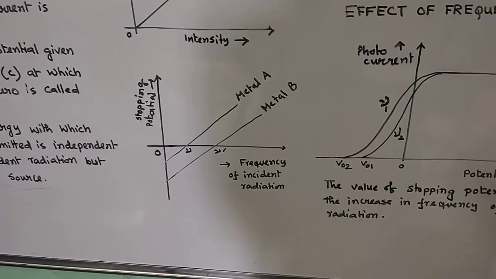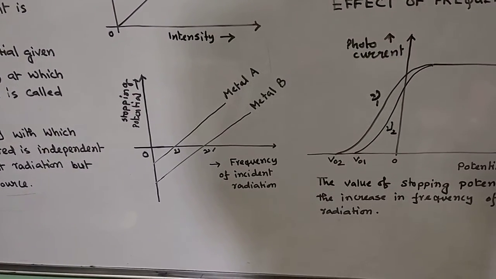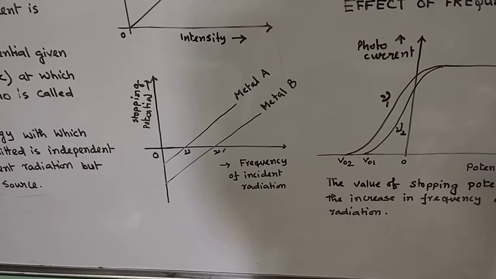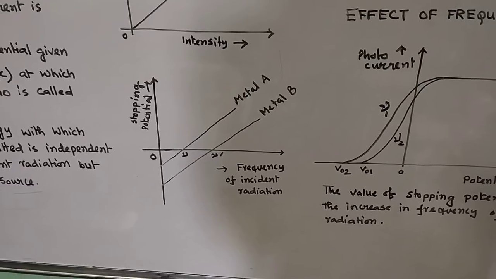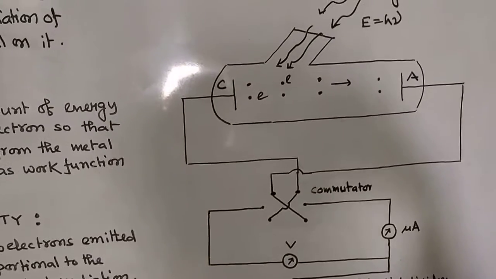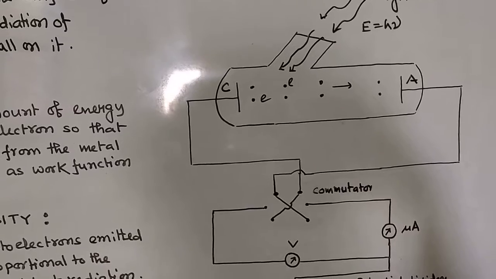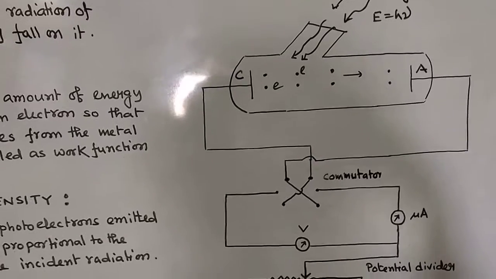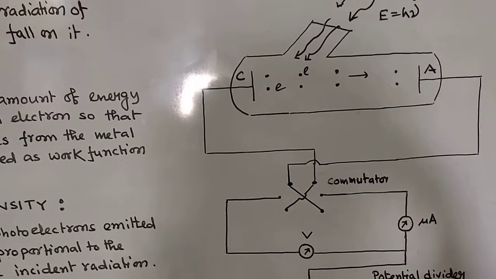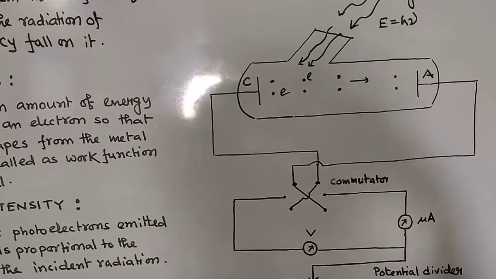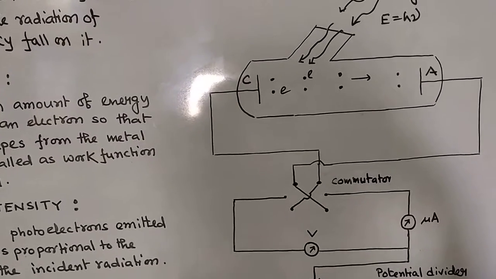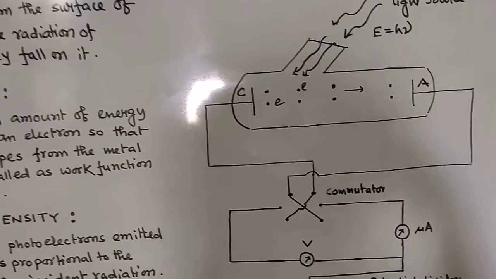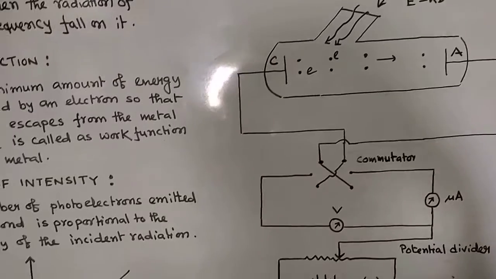Here you see nu and nu dash, two different frequencies at which the stopping potential is 0. The stopping potential is 0, which means no electron is coming out from the cathode. That's why you don't need any potential to stop the electron. If there is no electron coming out from the cathode, whom will you stop? It means the frequency of the incident light is less than the work function of the metal placed at C.